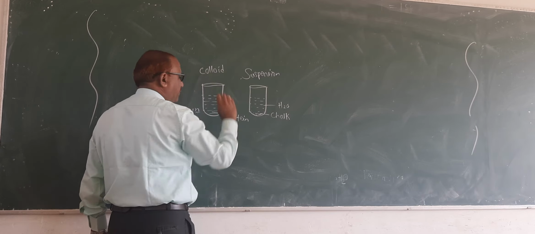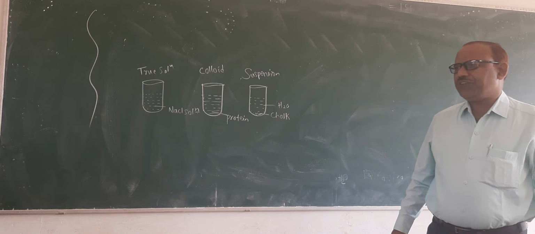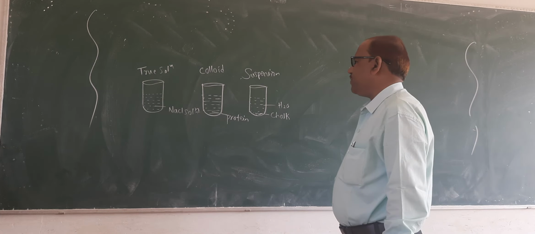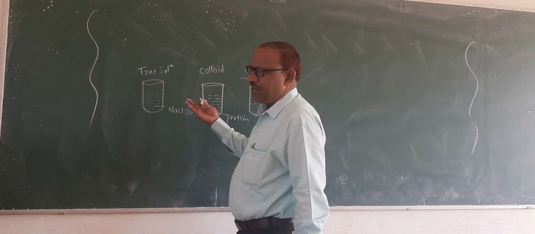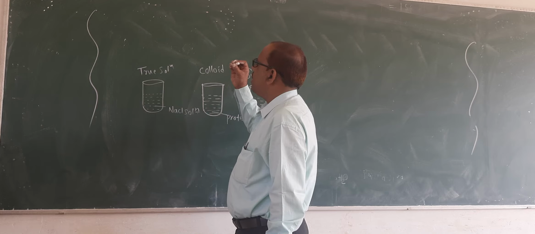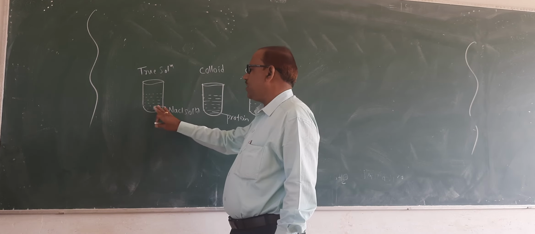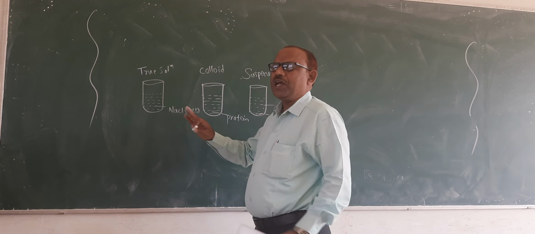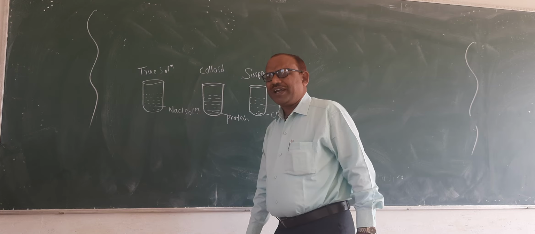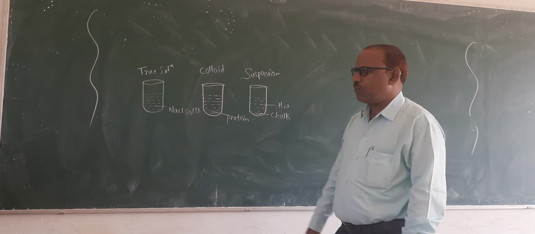What could be the main difference between these three types of solution, if you are asking? One point I will consider now; you can go for the remaining points afterwards. A true solution is a solution in which the dispersed particles, sodium chloride particles, cannot be seen through the naked eye and also cannot be seen through the microscope.